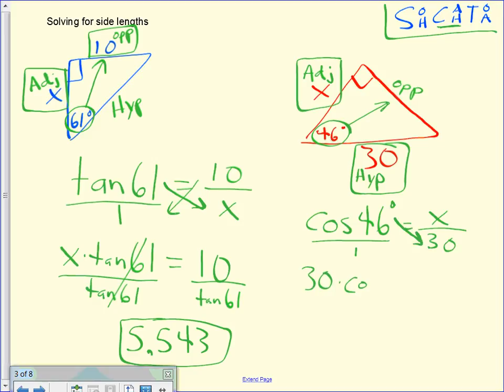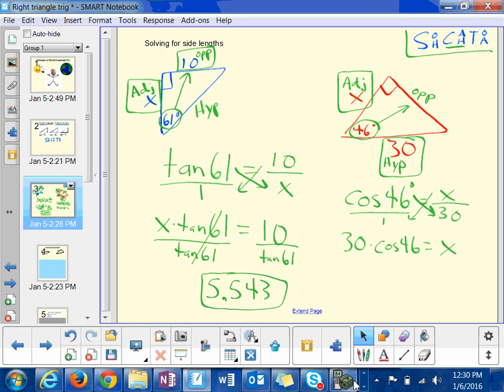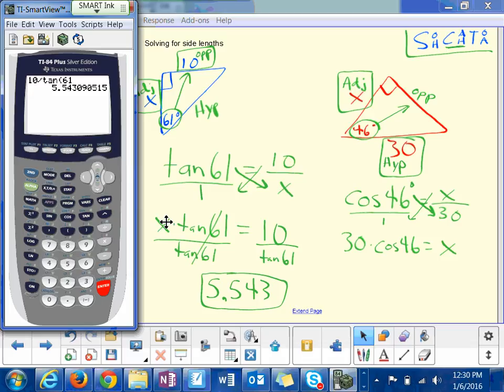30 times cosine of 46 equals x times 1 is x. And look at that little present I just got. X is already by itself, so I am golden. I'm looking good. I just got to go to my calculator and plug in. Let's see. 30 times cosine 46. Enter. And there's my answer.